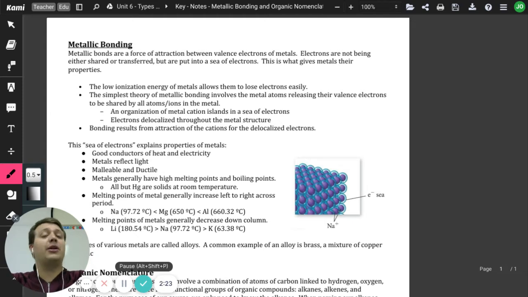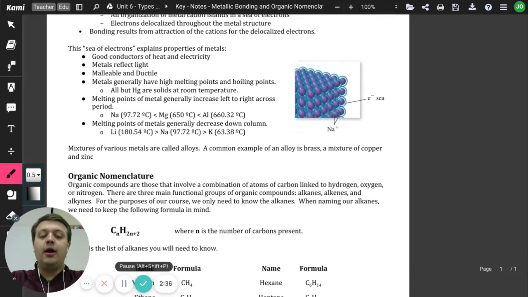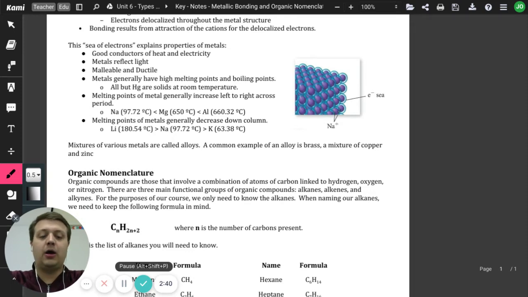It's also the reason that metals have very high melting and boiling points. An exception to that, yes, is mercury. We know that mercury at room temperature is actually going to be a liquid. But with metals, if we're talking about their melting and boiling point, in general it's going to increase as we move from left to right. If I'm comparing something like sodium to aluminum, they're on the same row, and aluminum has a much higher melting point than sodium does. As we move down, the melting point is going to decrease as well. So if we go from lithium down to potassium, we would continue to see that melting point decrease.